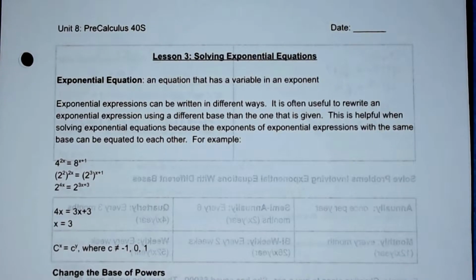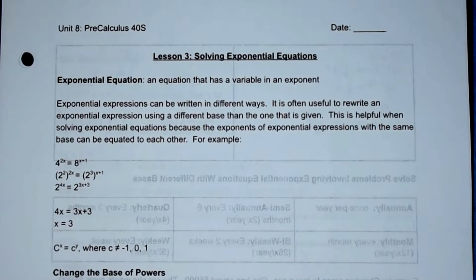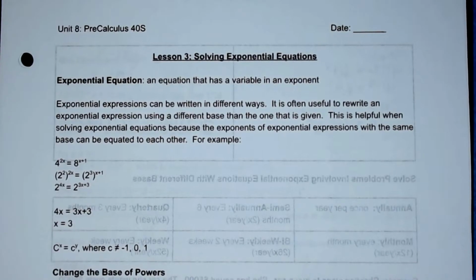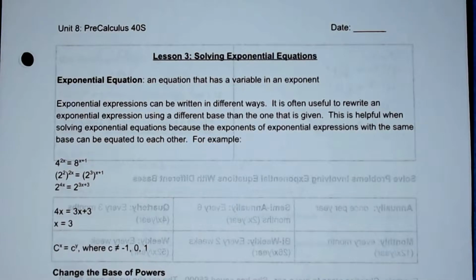And what you need to think about is what are the roots, what number multiplies together multiple times to give you the base number that you're provided with. So an example here, 4 to the power of 2x is equal to 8 to the power of x plus 1. Now, we are trying to solve for x. That hasn't changed. So what we need to do is change 4 and 8 to the same base. And then once we're able to do that, we can set the exponents equal to each other.